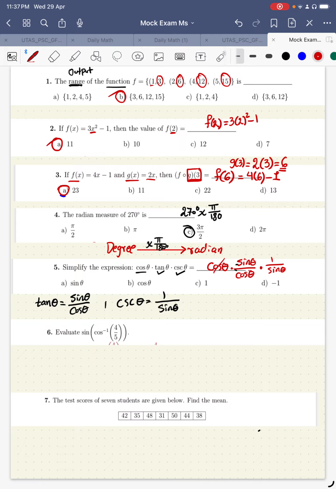So this one is gonna cancel with this one, and cancel with this one. What am I gonna be left with? The one, which is letter C.